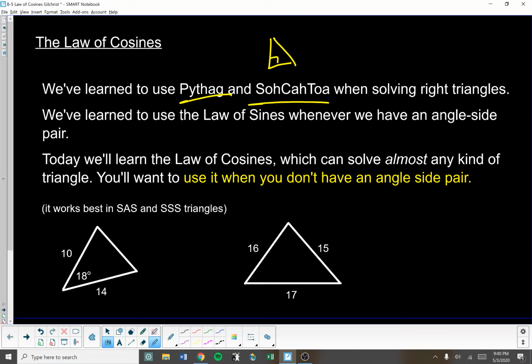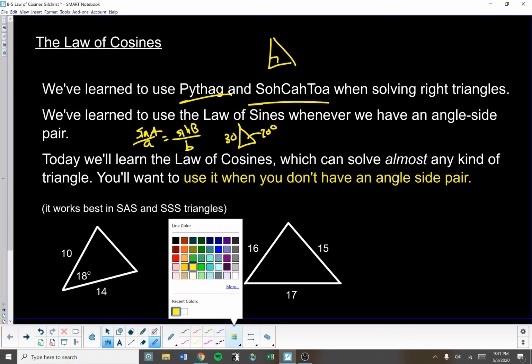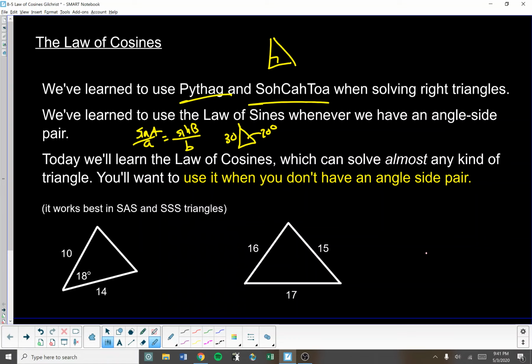We've learned how to use the law of sines, which is sine of A over A equals sine of B over B, in any triangle where you have an angle side pair. So what's left is non-right triangles that don't have angle side pairs. The last thing we're going to learn is called the law of cosines. It technically works in almost any triangle.